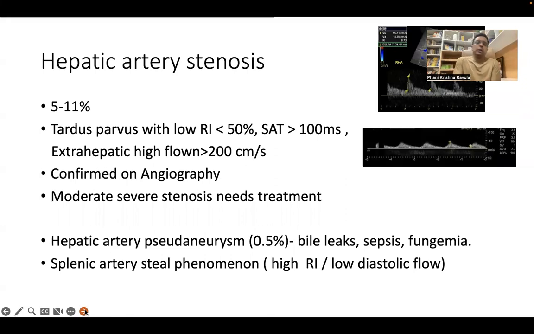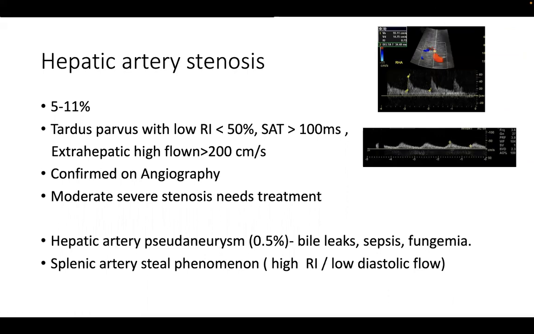Other than hepatic artery thrombosis, there's an entity called hepatic artery stenosis. This is usually not within the first week; it's usually after the first week. The incidence is reported as 5 to 11%, but in actual practice, it's definitely much less than hepatic artery thrombosis. What happens is, after the first week, the radiologist picks up a tardus parvus on Doppler.